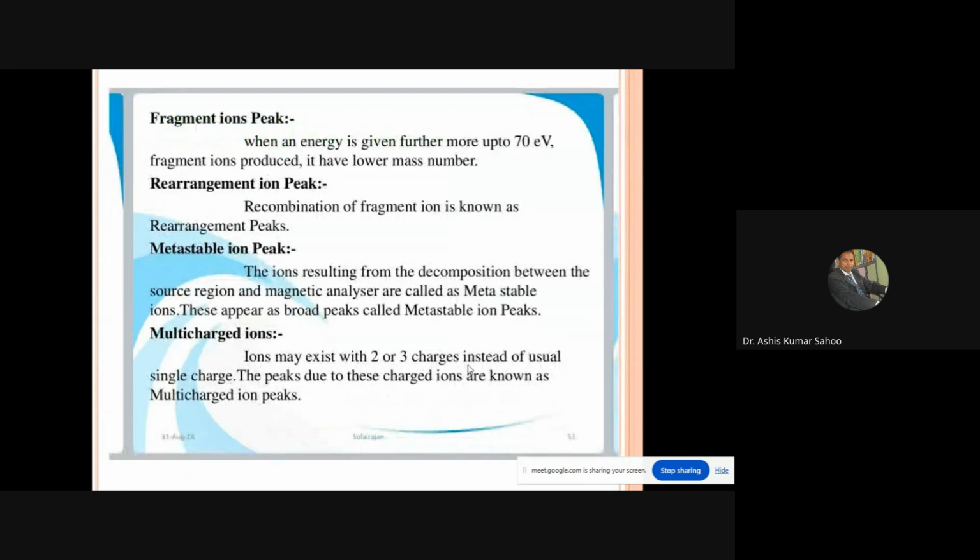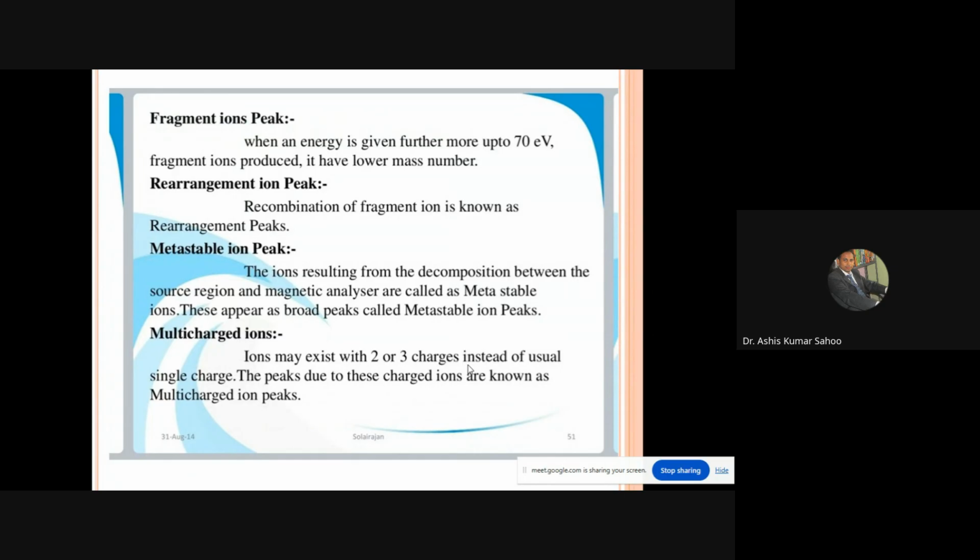Now the fragment ion peak. Suppose we have methane. Methane has 12 for carbon plus 4 for hydrogen, which is 16, so we get a mass peak at 16. That is the molecular ion. When more energy is given, up to 70 electron volts, it fragments into atoms of lower mass. Then the rearrangement ion peak: recombination of fragment ions is known as rearrangement.